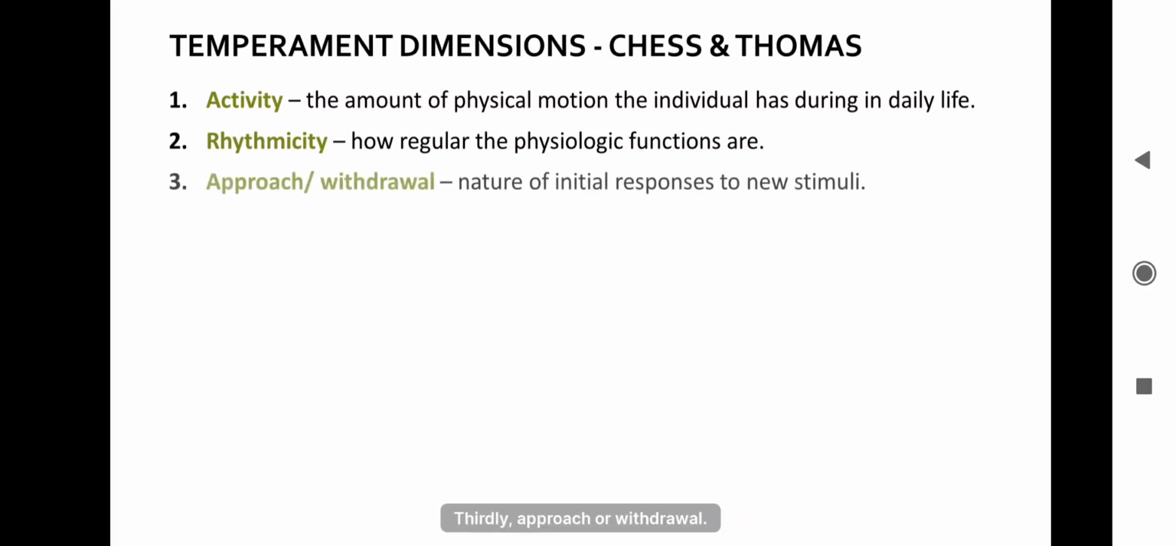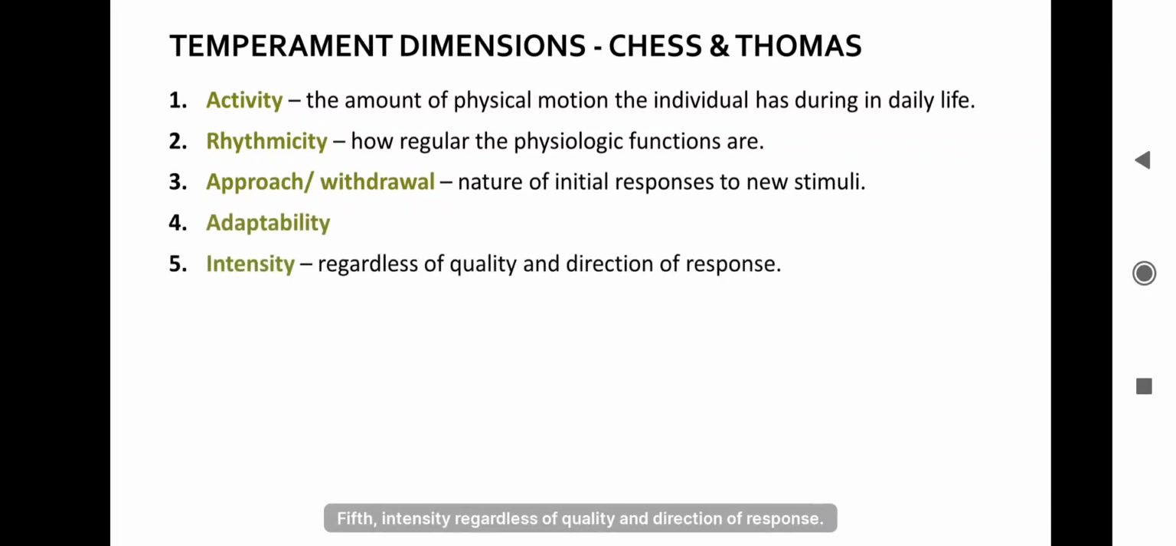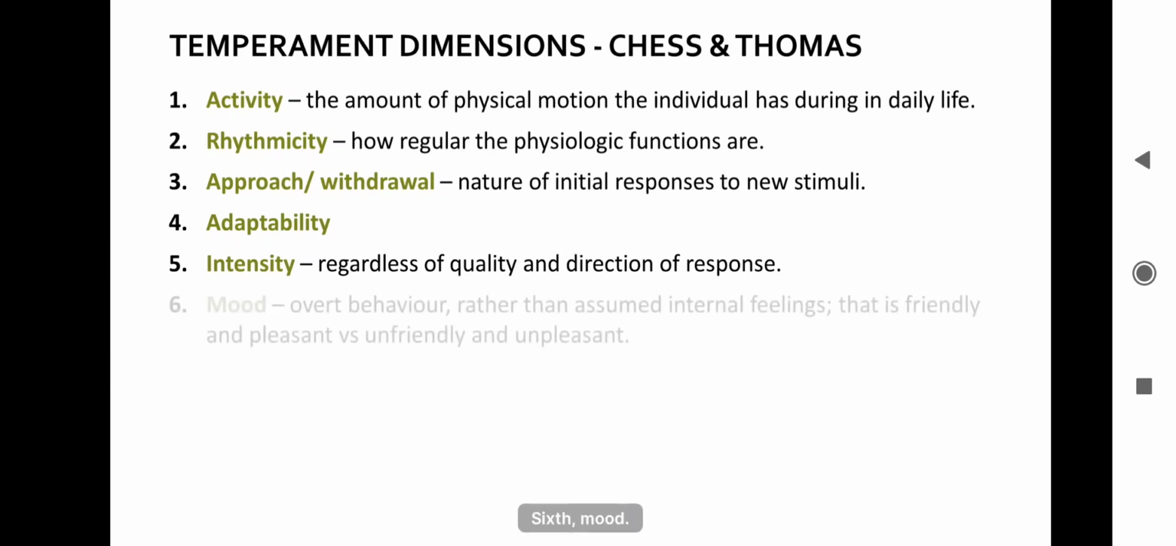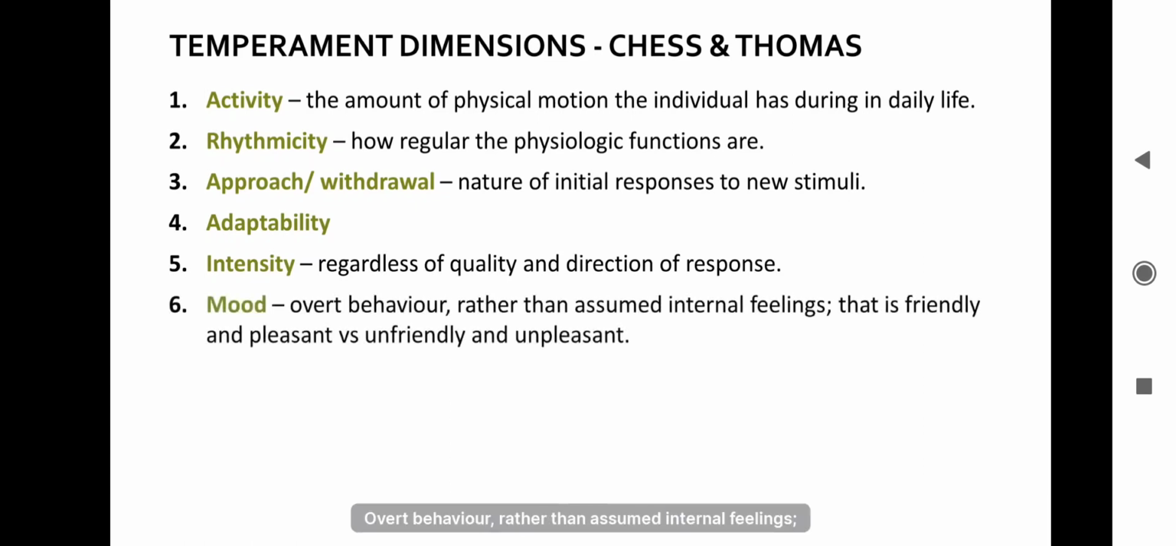Thirdly, approach or withdrawal, nature of initial responses to new stimuli. For example, people, situations, places, food, toys, procedures. Fourthly, adaptability. Fifth, intensity, regardless of quality and direction of response. Sixth, mood, overt behavior rather than assumed internal feelings, that is friendly and pleasant versus unfriendly and unpleasant.